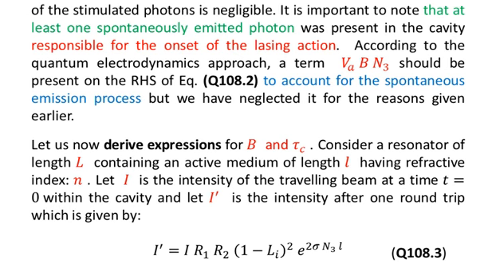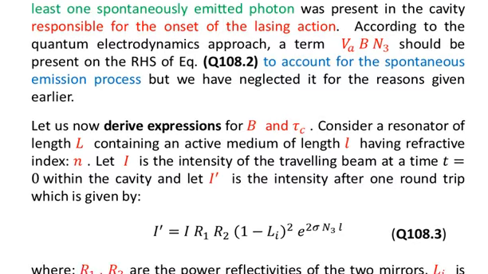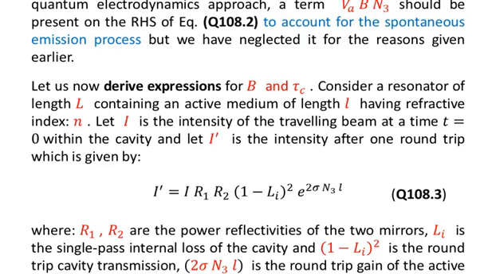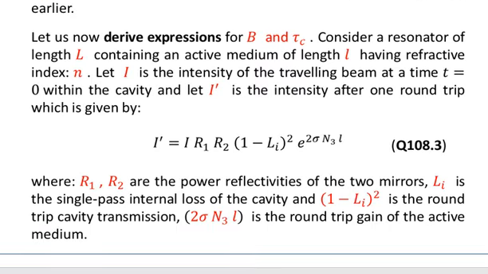So we have now explained all the terms in equation number 1 and equation number 2. Especially we have explained well the spontaneous emission terms, which terms have been included and which terms have not been included, and we have also given the appropriate reasons for them. Now the next step is, let us derive expressions for capital B and tau c.